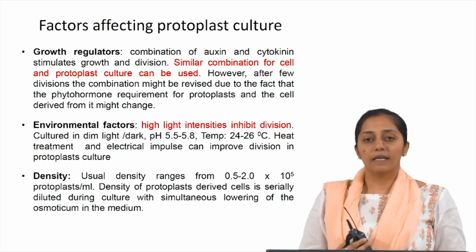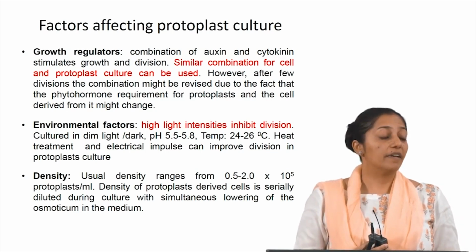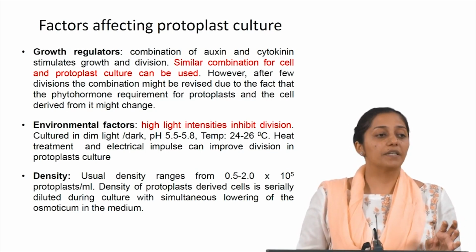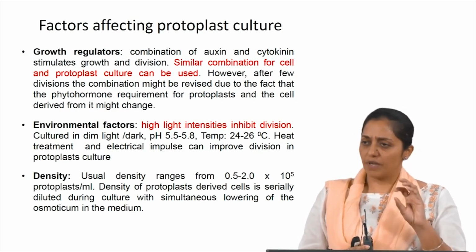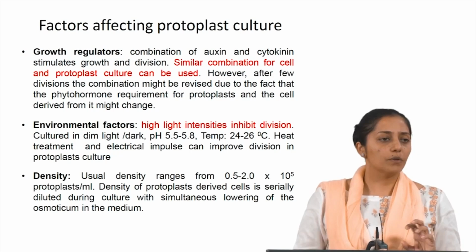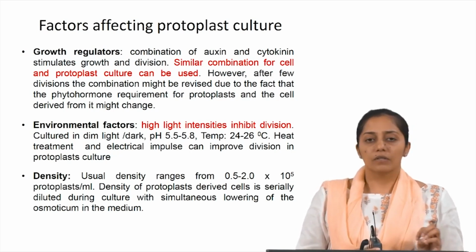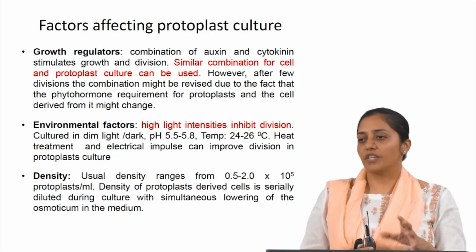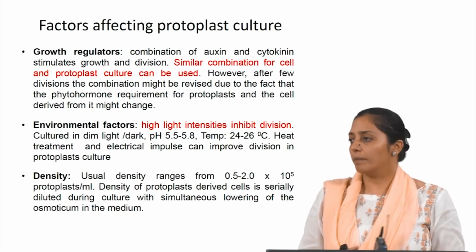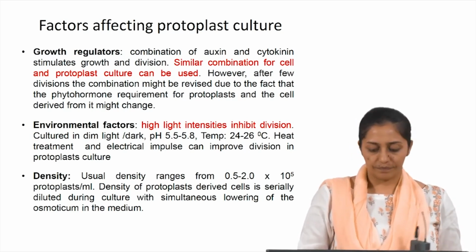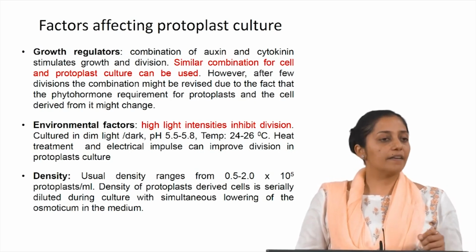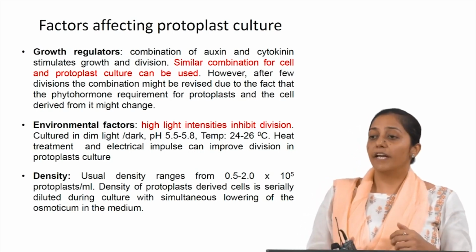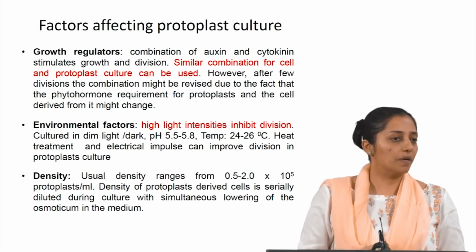Environmental factors, light intensity: very high light intensity can inhibit division in protoplasts. So generally it is preferred that you use dim light or carry out the culture in the dark. And what else? The pH and temperature are generally the same as what you use for your plant cell cultures. Heat treatment and electric impulse are found to induce division in protoplasts.